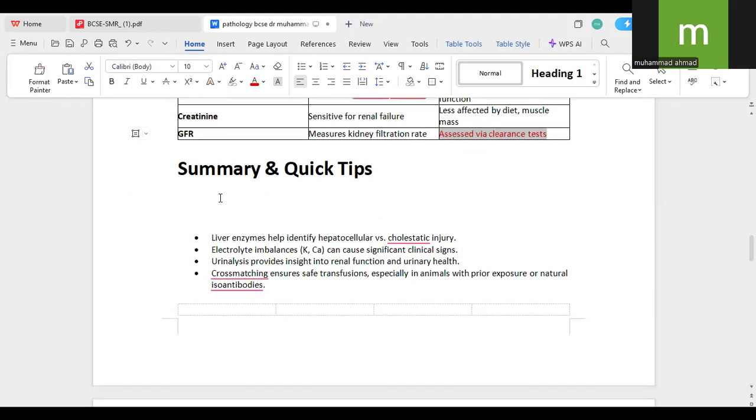So liver enzymes help identify hepatocellular and cholestatic injury. Electrolyte imbalances like potassium and calcium can cause significant clinical signs. Cross matching ensures safe transfusion, especially in animals with prior exposure or natural antibodies.